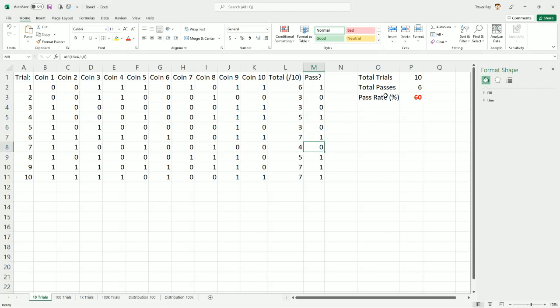And then what I've done over at the side here is said, how many trials did I do? And what is the number of passes that I got? And then the pass rate. And that red number, that 60%, is representing that I passed 60% of my trials. Now, I only did it 10 times, which is not a lot.